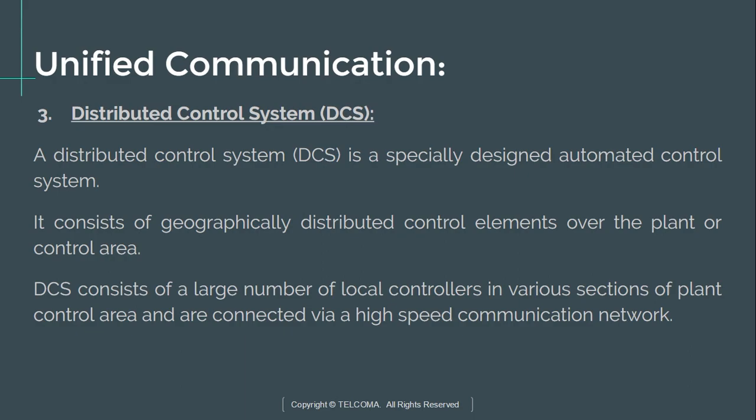Here the DCS is different from the centralized control system. In a centralized control system we use a single controller at the central location, and it handles the control functions of all the other local controllers. But in DCS, each process element or machine or group of machines is controlled by a dedicated controller. So this is the difference between the centralized control system and the distributed control system.